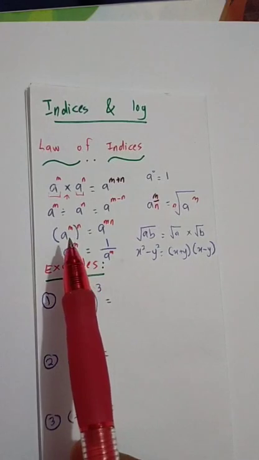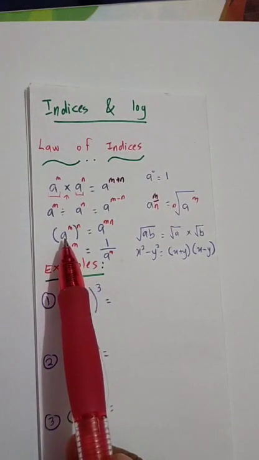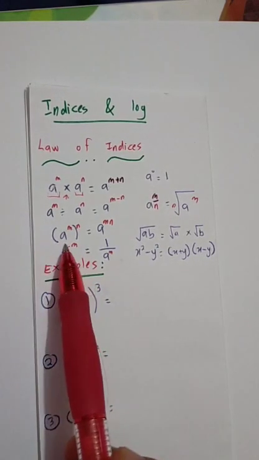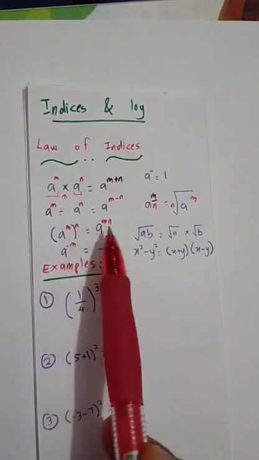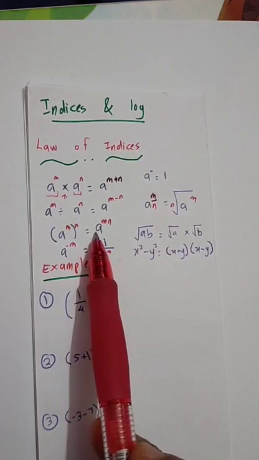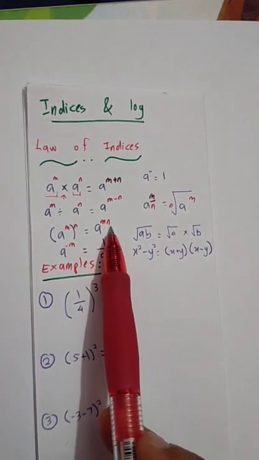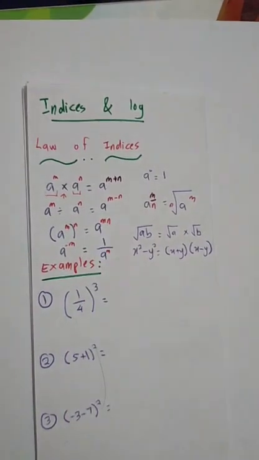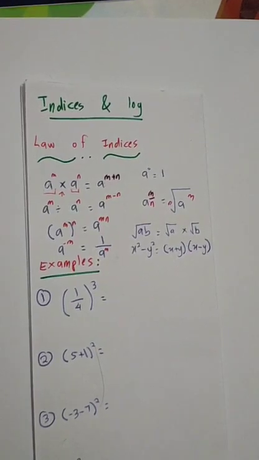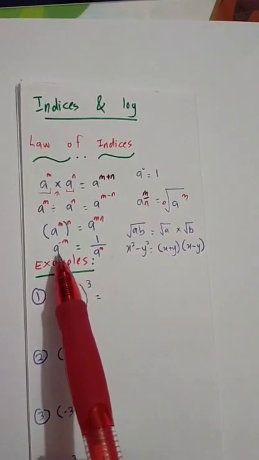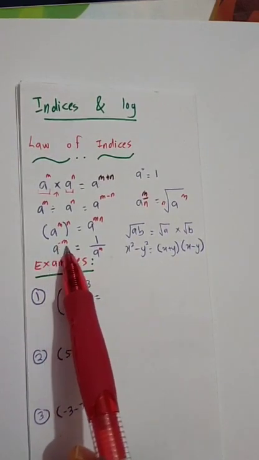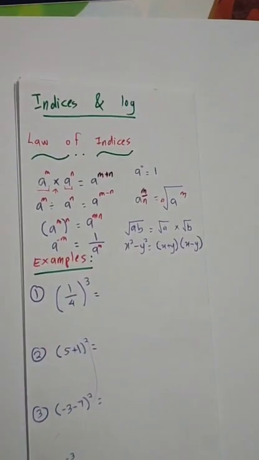When you have a bracket a to the power of m, bracket to the power of n, you need to multiply the powers, so you will get a to the power of m times n. This is a multiplication. So if let's say you have a to the power of negative m, usually we don't like negative powers.